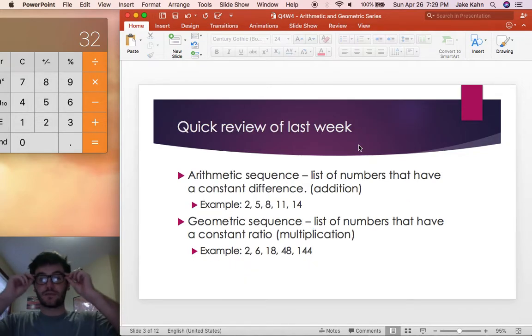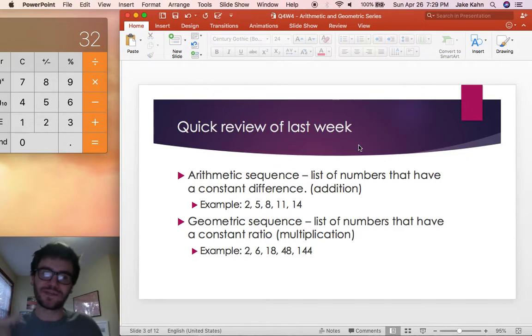Quick review of last week. We talked about sequences, more specifically arithmetic sequences and geometric sequences.